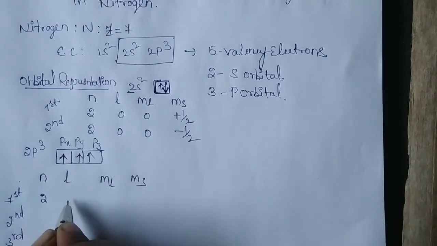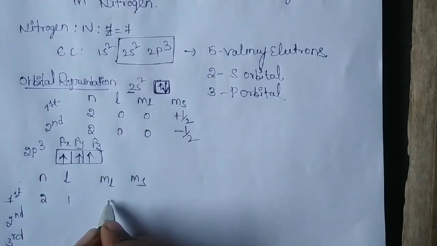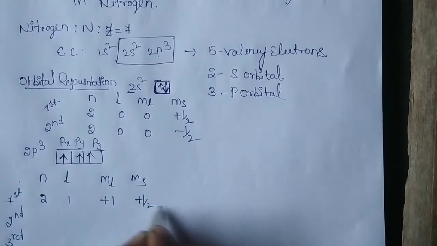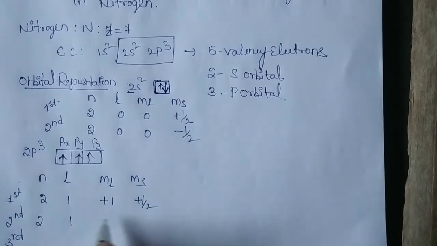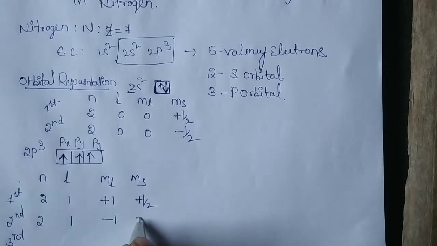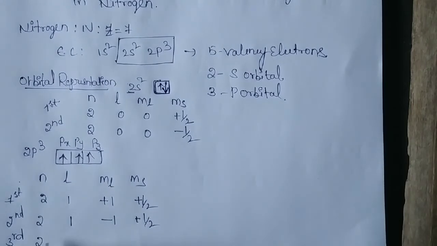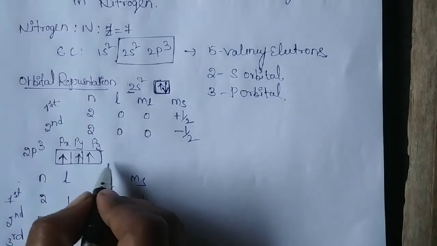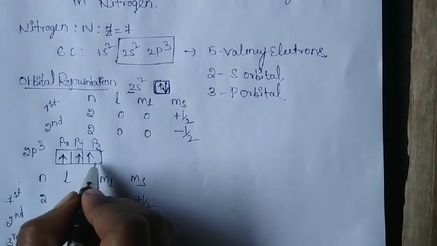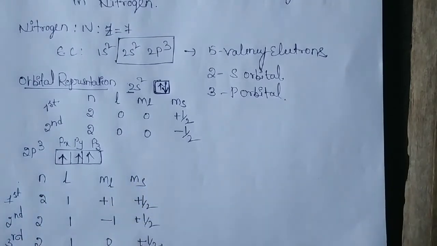So I have taken plus 1 for the first electron's ml value. The upward arrow indicates plus half. For the second electron: 2, 1, minus 1 and plus half. Here also an upward arrow. And the third electron has 2, 1, 0, plus half. Here also the electron is an upward arrow. This is regarding the four quantum numbers for the 2p3 electrons.